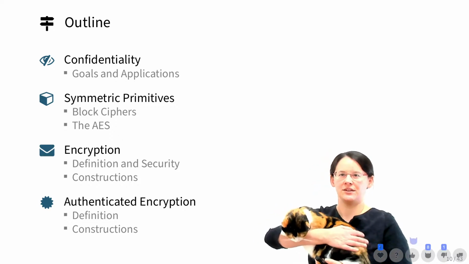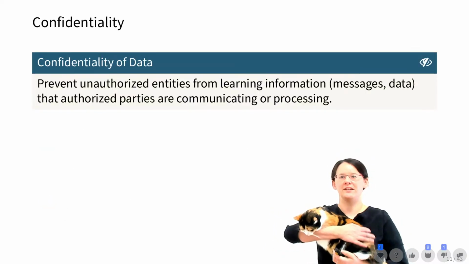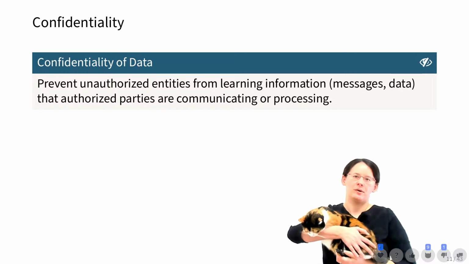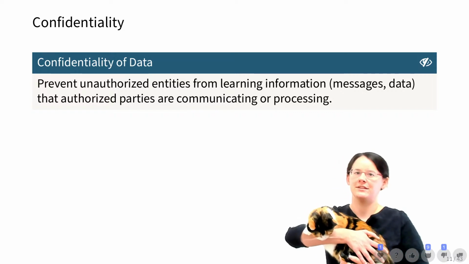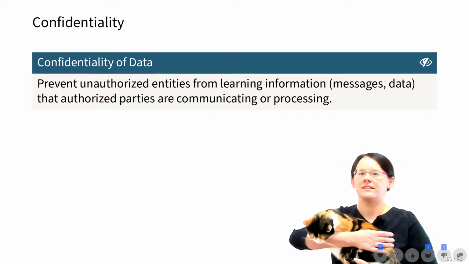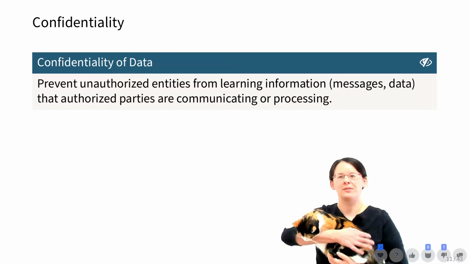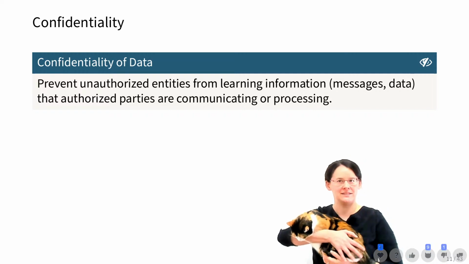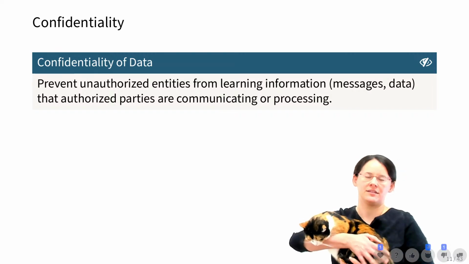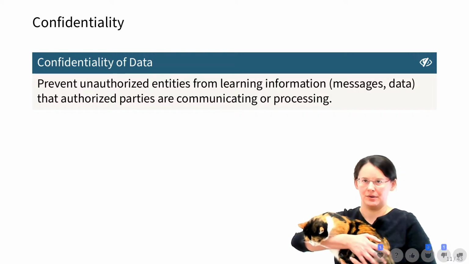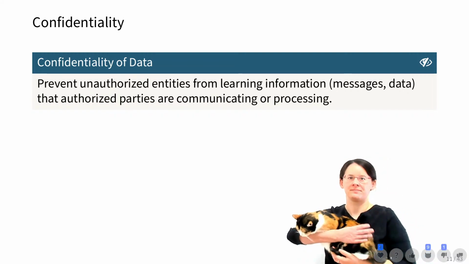Okay, so let's see what confidentiality is all about. So here's a definition. Confidentiality is about preventing unauthorized entities from learning information, such as messages or data, that authorized parties are communicating or processing. So let's rephrase what that means. We again have something like Bob and Alice who are talking to each other. That's totally fine. They want to share the data with each other, but they don't want anyone else to know about it. So these are the unauthorized entities, or the Eves that are around.